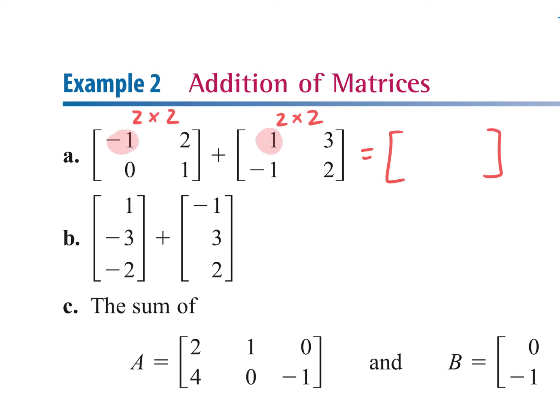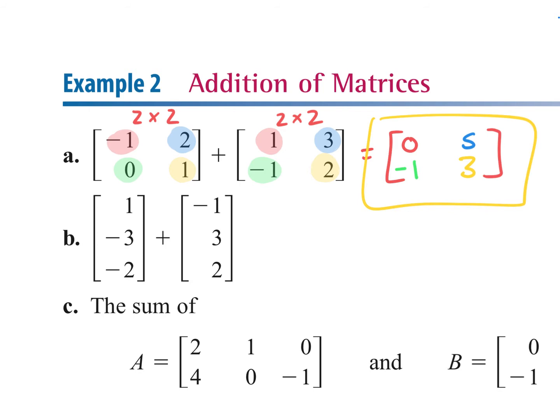So we add the first row, first column to the first row, first column. What's -1 plus 1? 0. Next, I add the first row, second column to the first row, second column. What's 2 plus 3? 5. Then I add the second row, first column to the second row, first column. What's 0 plus -1? -1. And then lastly, the second row, second column: 1 plus 2, 3. So this would be our answer.